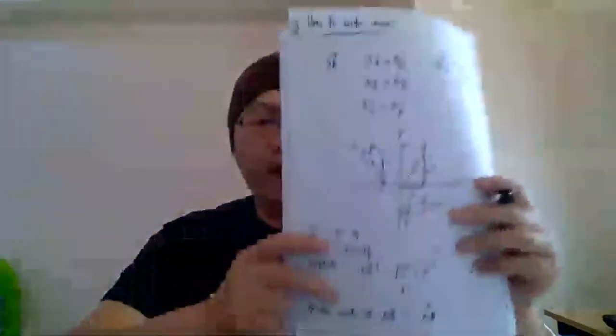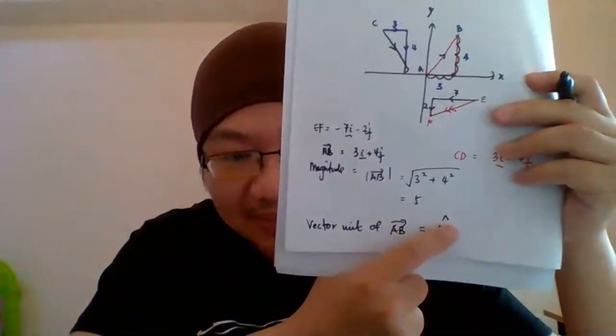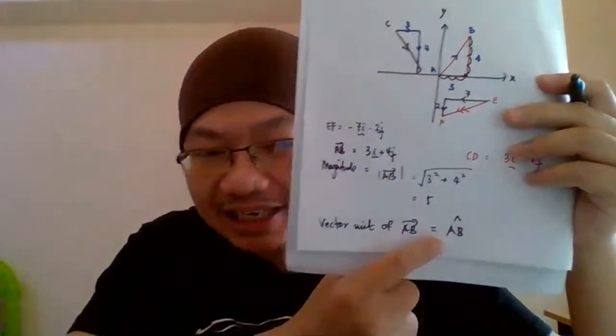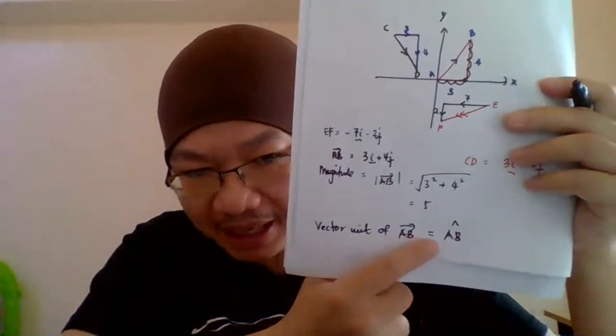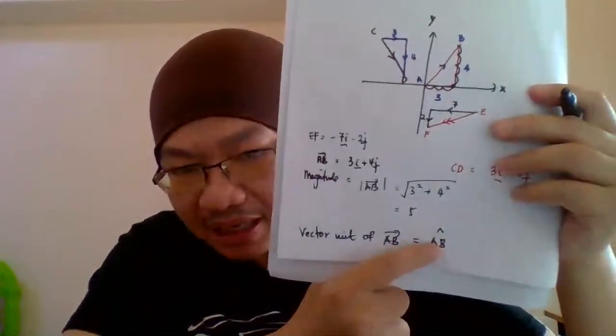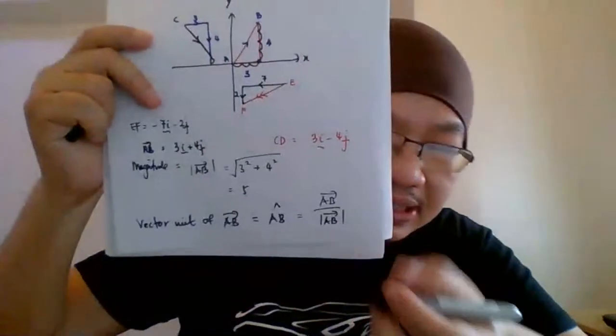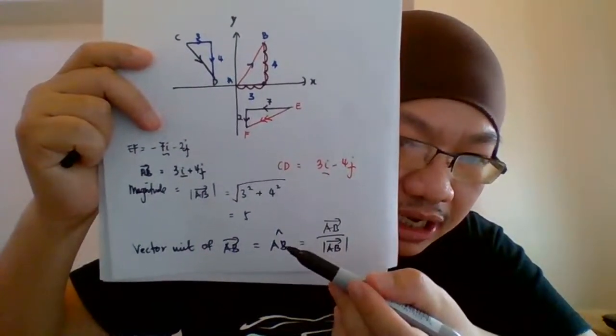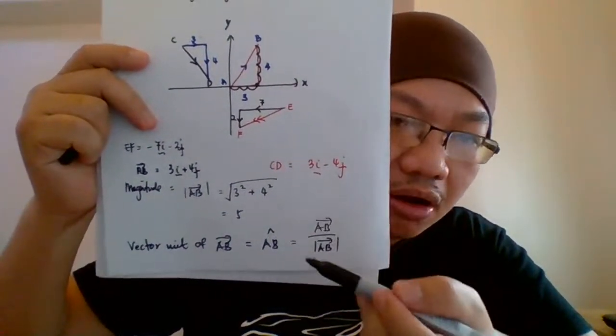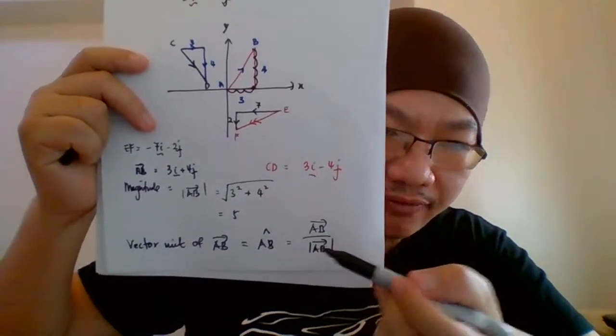Vector unit of AB equals to like this. This is the symbol of vector unit, AB with a hat on top. So the vector unit of vector AB equals to AB hat. How do we find the vector unit? Vector unit equals to the vector over by the magnitude of the vector. So that is the formula. The vector unit AB equals to the vector of AB over by the magnitude of that vector.